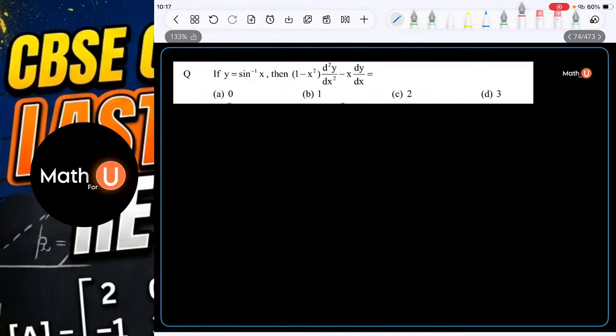Then next question, this is the next question. y is equal to sin inverse x. We want to find the value of this.